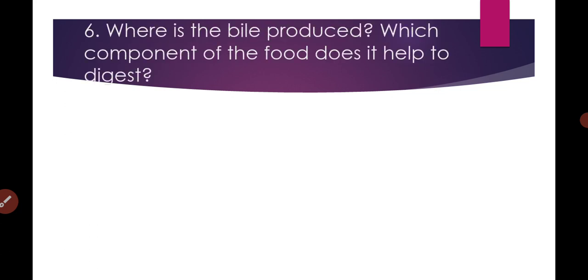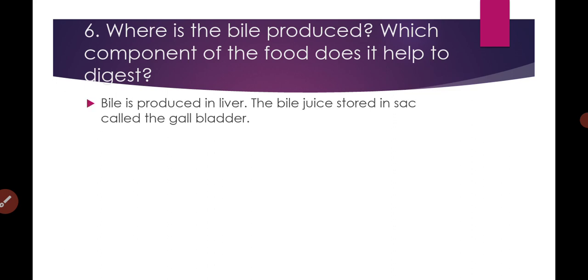Question number 6: where is the bile produced? Which component of the food does it help to digest? And the answer is, bile juice is produced in the liver, which is the largest gland in the body. And where is it stored? The bile juice is stored in a sac called the gallbladder.